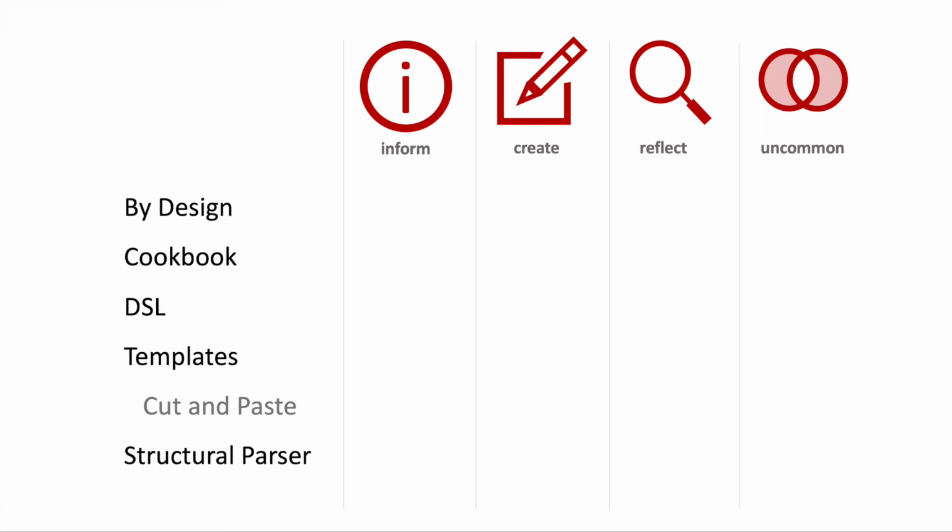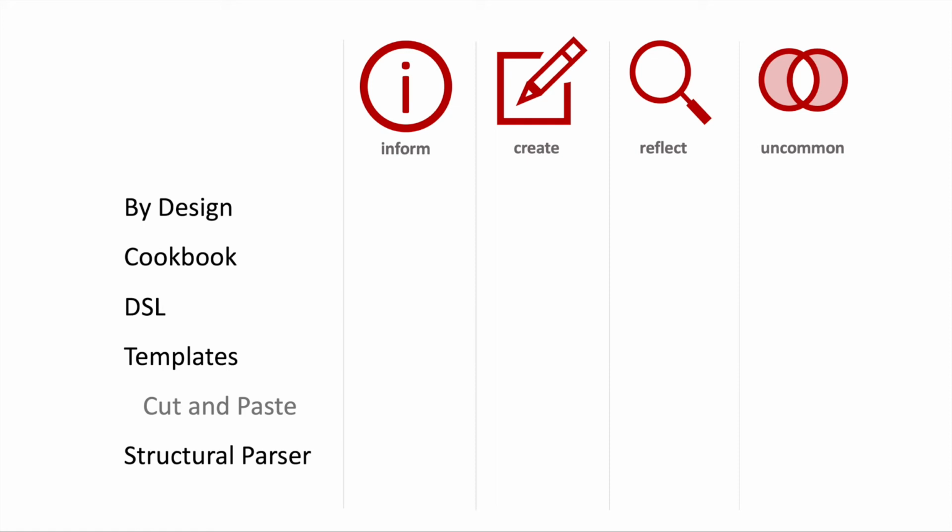A template is a kind of structure which you can define once and then stamp out whenever you need it. And cut and paste is a variation of template, where instead of defining the structure as a template, you simply select it within your bigger structure. So you select a substructure and then cut and paste that to create new instances of structure.